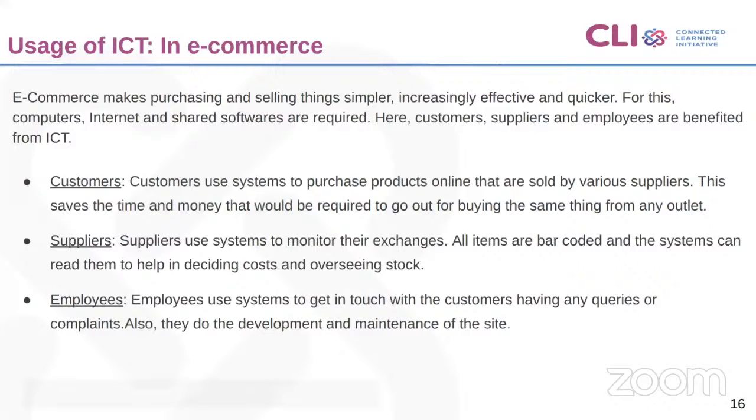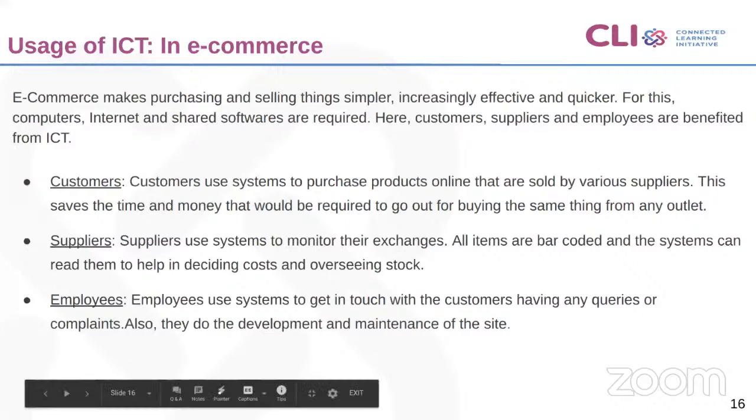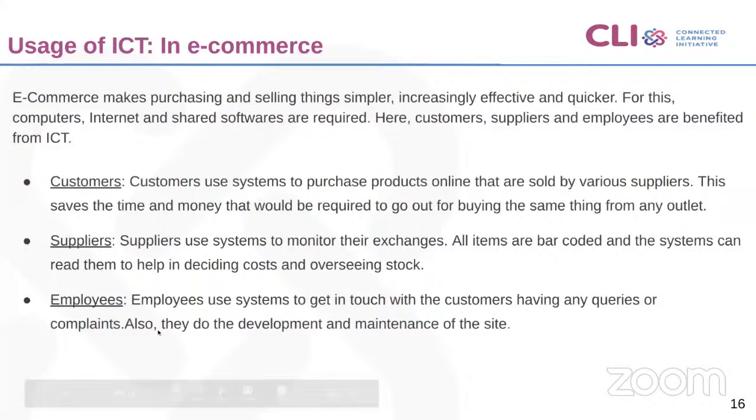Suppliers use systems to monitor their exchanges, and all items are barcoded and the systems can read them. The barcodes help to decide the cost and keep an eye on the stock of the place. Employees use the systems to get in touch with customers having any queries.